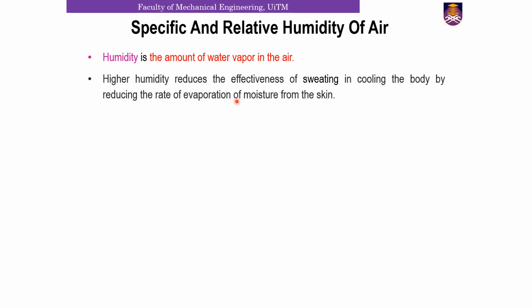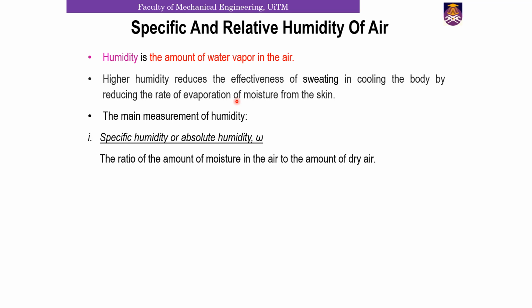As mentioned earlier in our presentation, the humidity level in Malaysia is very, very high. So you become very lethargic when you start sweating because it takes a very long time for the sweat to evaporate when the humidity is very high. So the main measurement of humidity is given as follows. The first parameter that we can use to measure humidity is called specific humidity, or we can also call it absolute humidity.